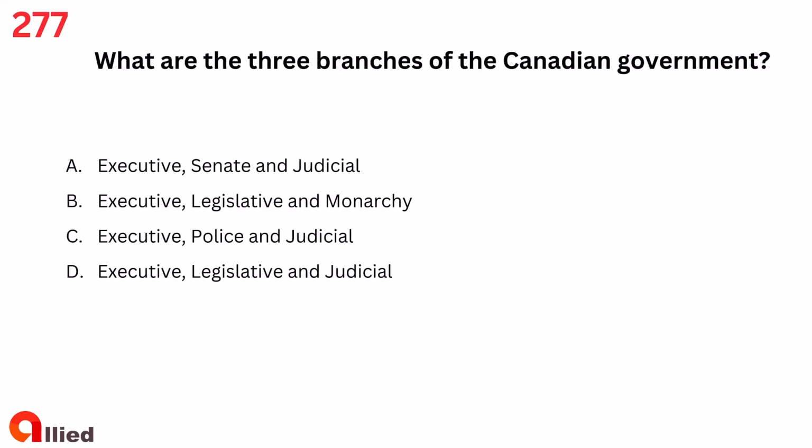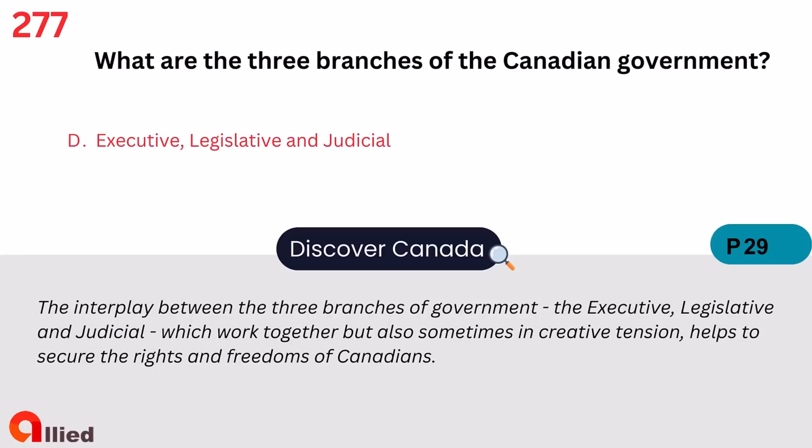A. Executive, Senate and Judicial. B. Executive, Legislative and Monarchy. C. Executive, Police and Judicial. D. Executive, Legislative and Judicial. The answer is D. Executive, Legislative and Judicial.